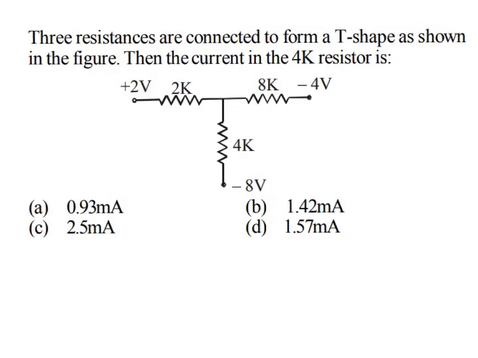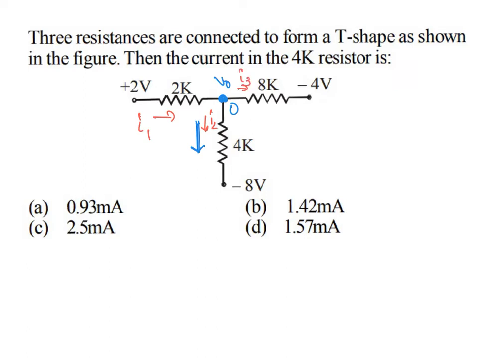Three resistances are connected to form a T shape as shown in the figure. Then the current in the 4K resistor is the question, right? To find out the value of the current flowing here, I need to get the potential at this particular point. Let me say the potential at that point O is V naught. Say that some current I1 is flowing here, and here it is I2 and it is I3. I am assuming that.